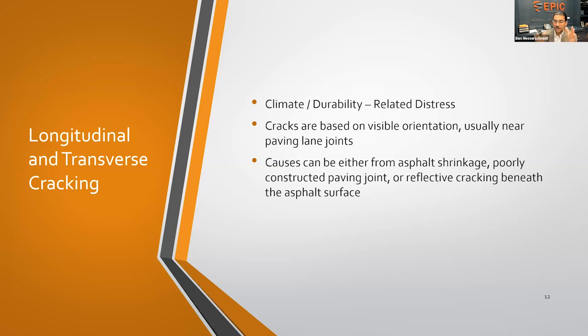So think about it, if you're on a highway or just a 2-lane road, you will see that probably towards the center line or towards the actual edge. The causes that you see here could either be from shrinkage, a poorly constructed pavement joint, or reflection cracking coming through from the actual bottom.